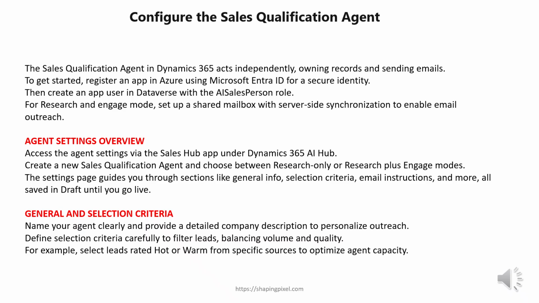General and selection criteria. Name your agent clearly and provide a detailed company description to personalize outreach. Define selection criteria carefully to filter leads, balancing volume and quality. For example, select leads rated hot or warm from specific sources to optimize agent capacity.